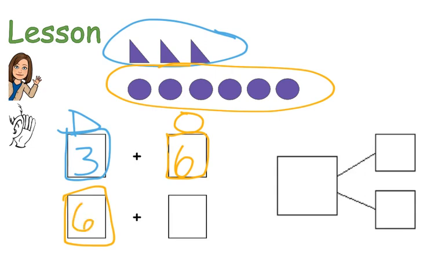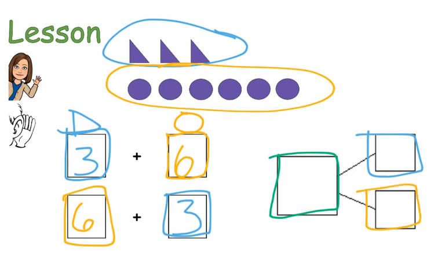6, okay. And what goes in this box? 3, very good. Now we're going to fill in the number bond. Okay, fill in my 3 and my 6, and what's my total?